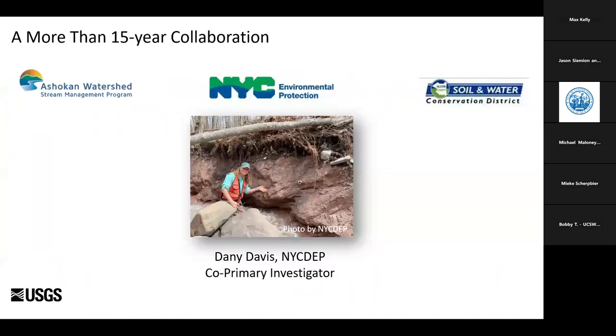This has been a 15 or more than 15-year now collaboration between the USGS, the Ashokan Watershed Stream Management Program, New York City DEP, and Ulster County Soil and Water. And I want to acknowledge Danny Davis from New York City DEP, who's our co-PI on the project. We've been working together for a long time, and it's been a great collaboration. Most of what you see today has been developed hand in hand, working together with Danny and others, with all of our collaborators here. And we appreciate the support for all of our research.